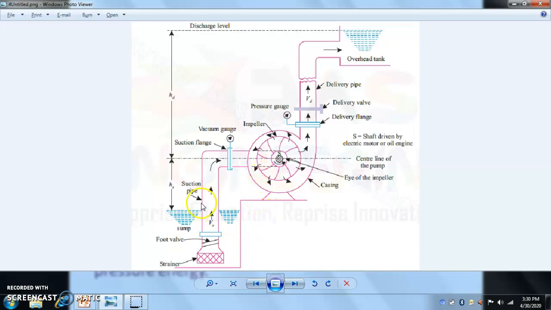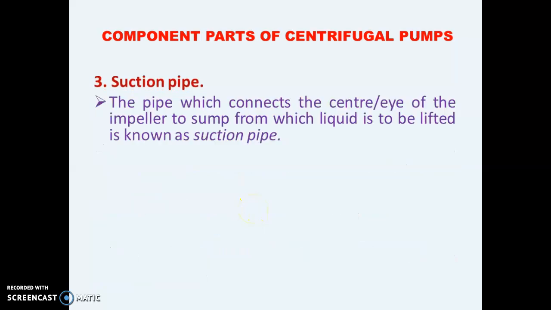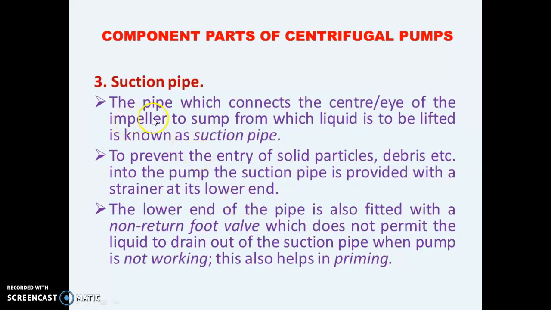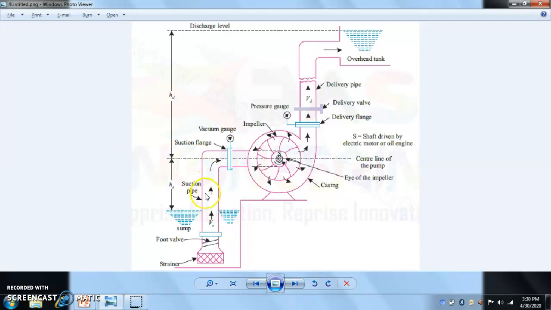Now the third component part is the suction pipe. The pipe which connects the center of the impeller to the sump from which liquid is to be lifted. This is the suction pipe. It is connected from the eye of the impeller up to the sump. This is the sump, or the lower elevation from which the water is to be sucked.